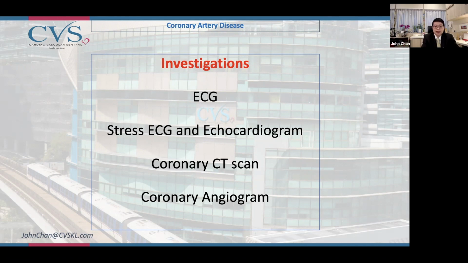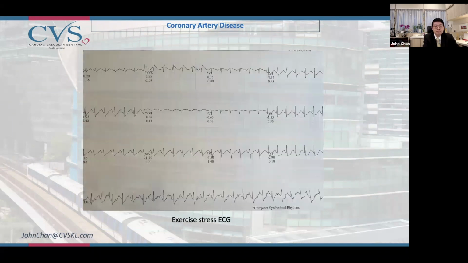Typically we would start with just a normal ECG and perhaps exercise stress ECG. And only if that is abnormal or we're not satisfied with the results, then we can go on to a coronary CT scan. And then if that doesn't give us the information we need, then we can proceed to a coronary angiogram. The reason for that is that the investigations get a bit more invasive further down. So we always start with the least invasive investigation, which is easiest to do and which will give us the information which we require.